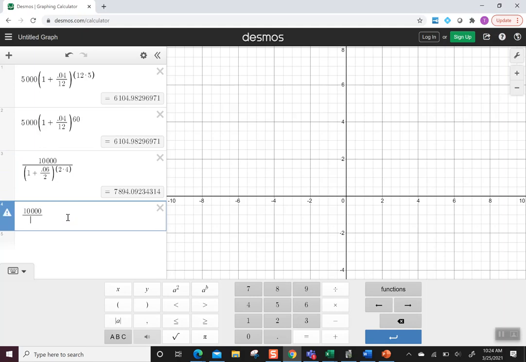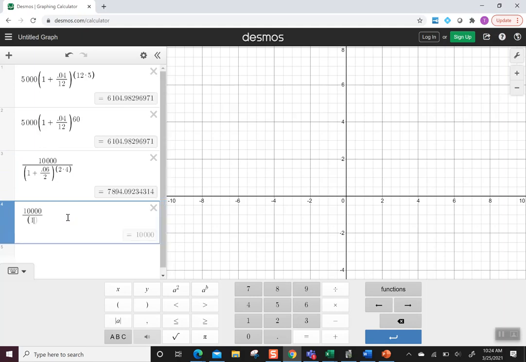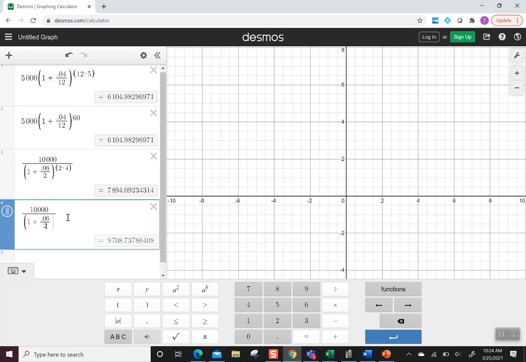Just as a second option, remember, we could do the exponent ahead of time. So I can do 10,000 divided by, again, I need parentheses, 1 plus 0.06 divided by 2, remember to go over, so my parentheses looks right, and then my exponent, 2 times 4 is 8. I get the same answer either way. It's just definitely a matter of preference. I hope that's helpful.